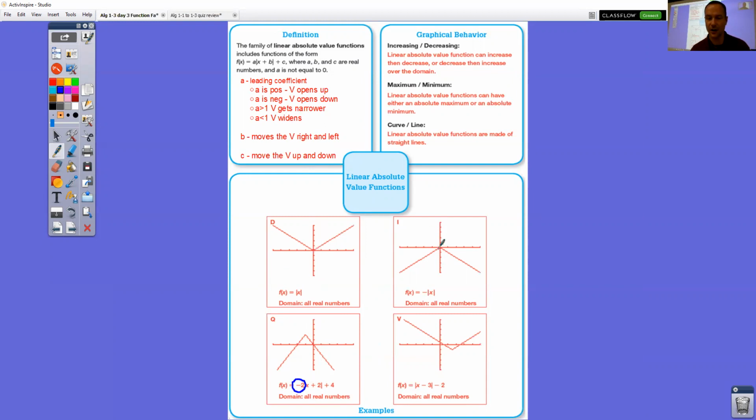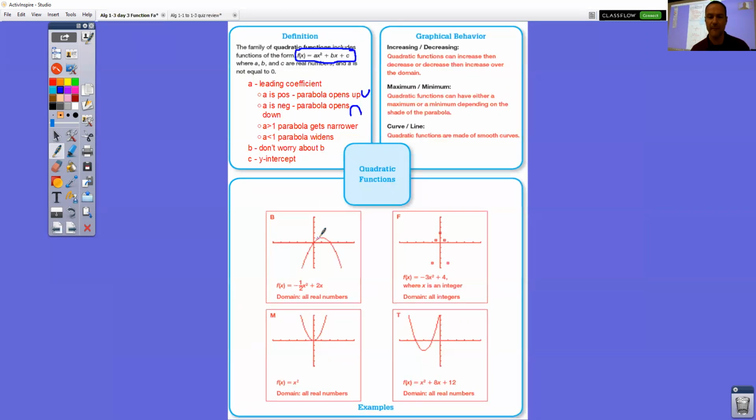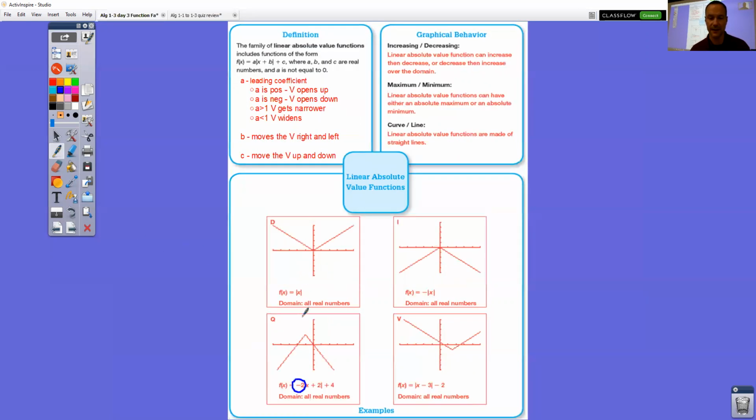We have a combination of maximums and minimums. Same thing that we had with the quadratic. We have a maximum. This would be an absolute maximum point. This would be an absolute minimum point. We have the same thing here, a combination. This would be the absolute minimum. This would be the absolute maximum. Minimum is the lowest point. Maximum is the highest point of the graph.